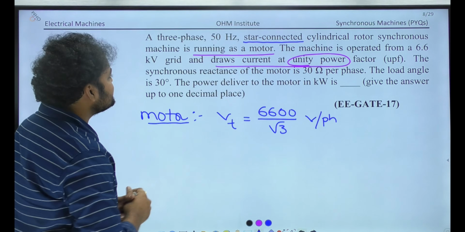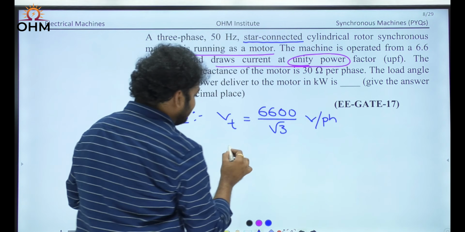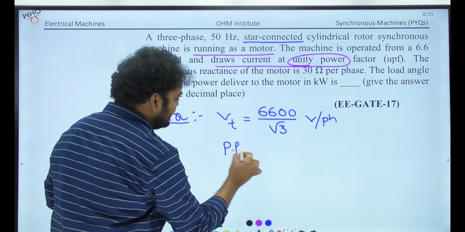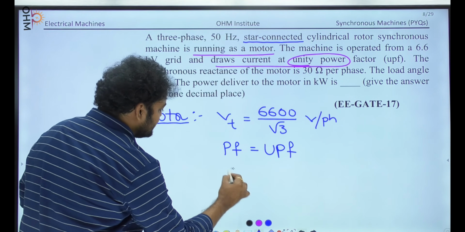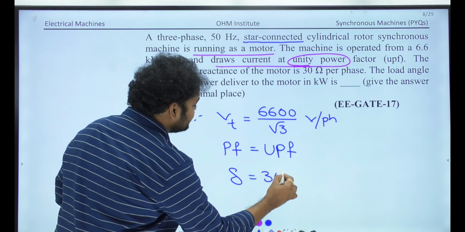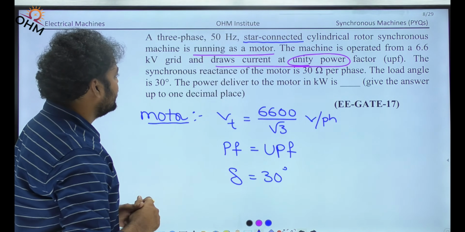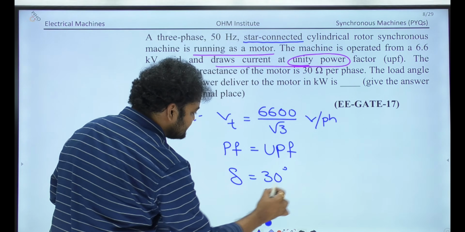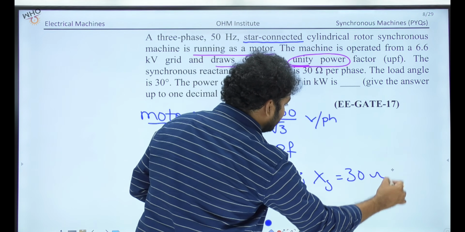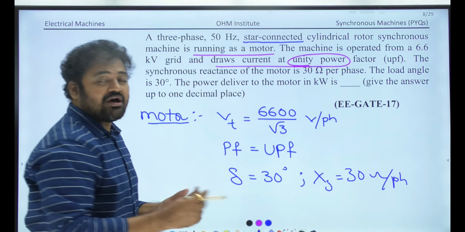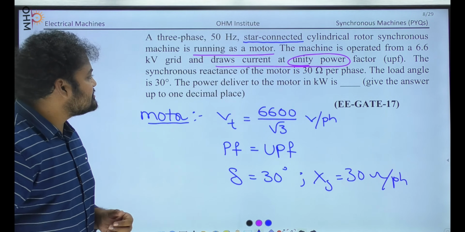Next, machine is drawing a current at unity power factor. Power factor is unity, UPF. And the load angle is also given. What is the load angle given? 30 degrees. 30 degrees is the load angle. Synchronous reactance is given, XS value is given as 30 ohm per phase. No information about armature resistance, so neglect armature resistance.